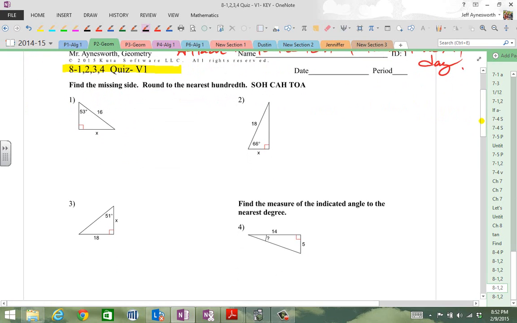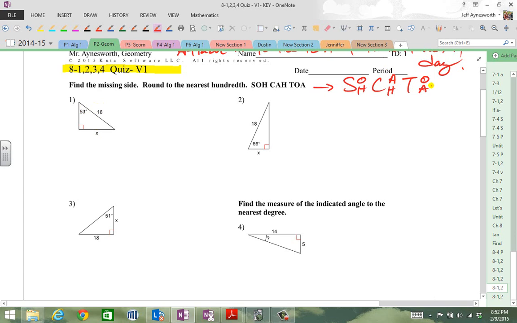All right, number one, first of all, SOHCAHTOA. Okay, we've got to apply our trig. When you're trying to find one side, when you know one side and an angle, it requires trig. Now, sine is opposite divided by hypotenuse. Cosine is the adjacent side divided by hypotenuse, and tangent is the opposite side divided by the adjacent. All right, that's what SOHCAHTOA stands for.